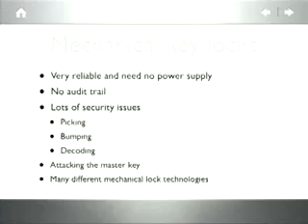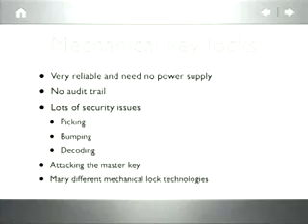They're great. Probably the oldest one that's still in common use today is the mechanical key. It was invented by the Egyptians 2,000 years ago. They're a lot of fun. They're very reliable in the general case. They don't even need power. If there's a power outage, you don't have to worry about fail secure versus fail safe. They keep working. But on the other hand, they don't really have an audit trail.